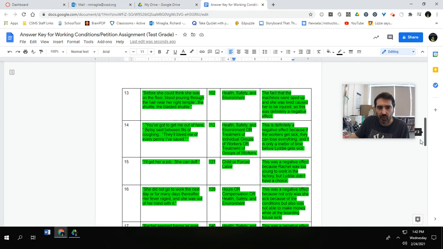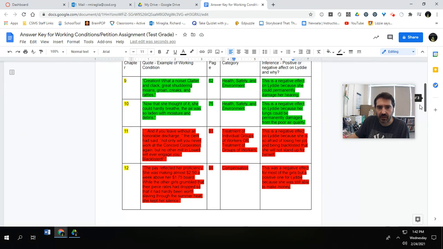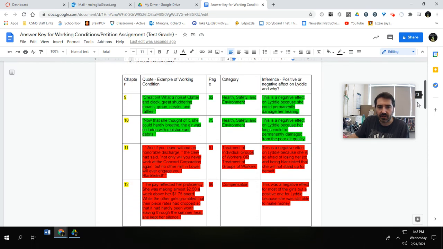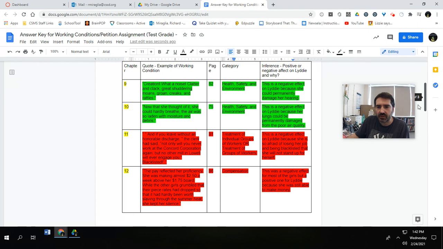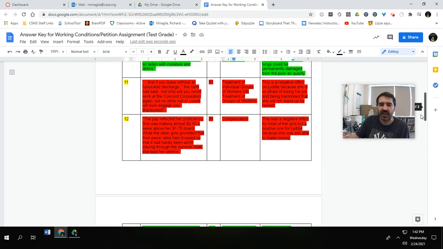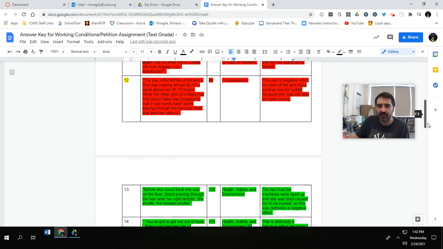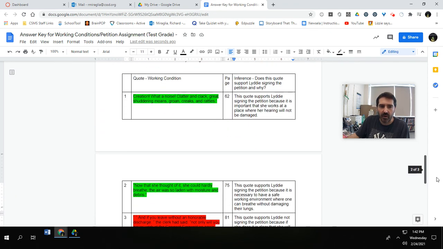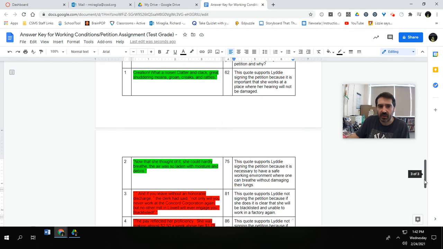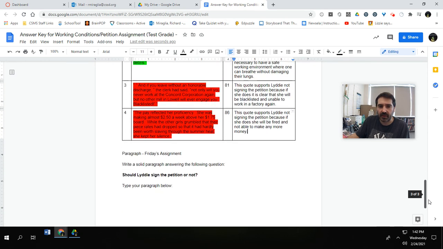We highlighted the green in the first chart because those were things, reasons, quotes that would, in her mind, push her towards signing the petition. The red would be things that would push her not to sign it. We highlighted the numbers in yellow because those are the ones that we selected for the second chart. With the second chart tomorrow, you're going to have to pick two and use them in your paragraph.